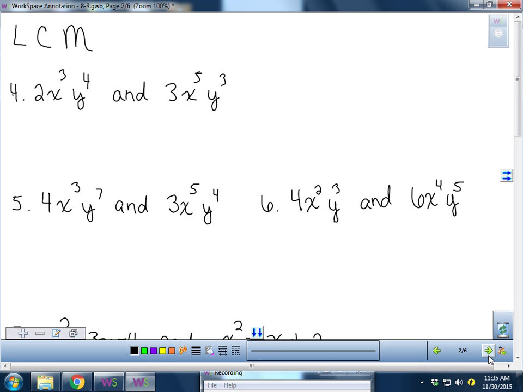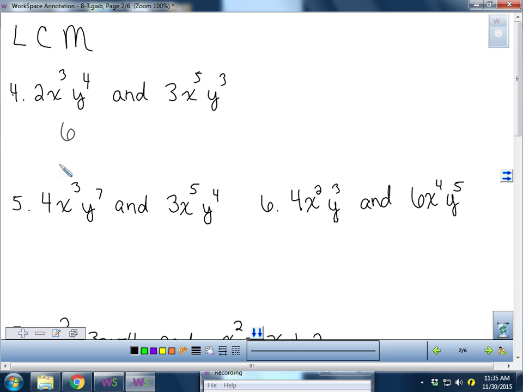Alright, so let's talk about LCM, least common multiple. That means it's the smallest number that both terms will go into. So for instance, the least common multiple between 2 and 3 would be 6. That's the smallest number that both 2 and 3 will divide into.